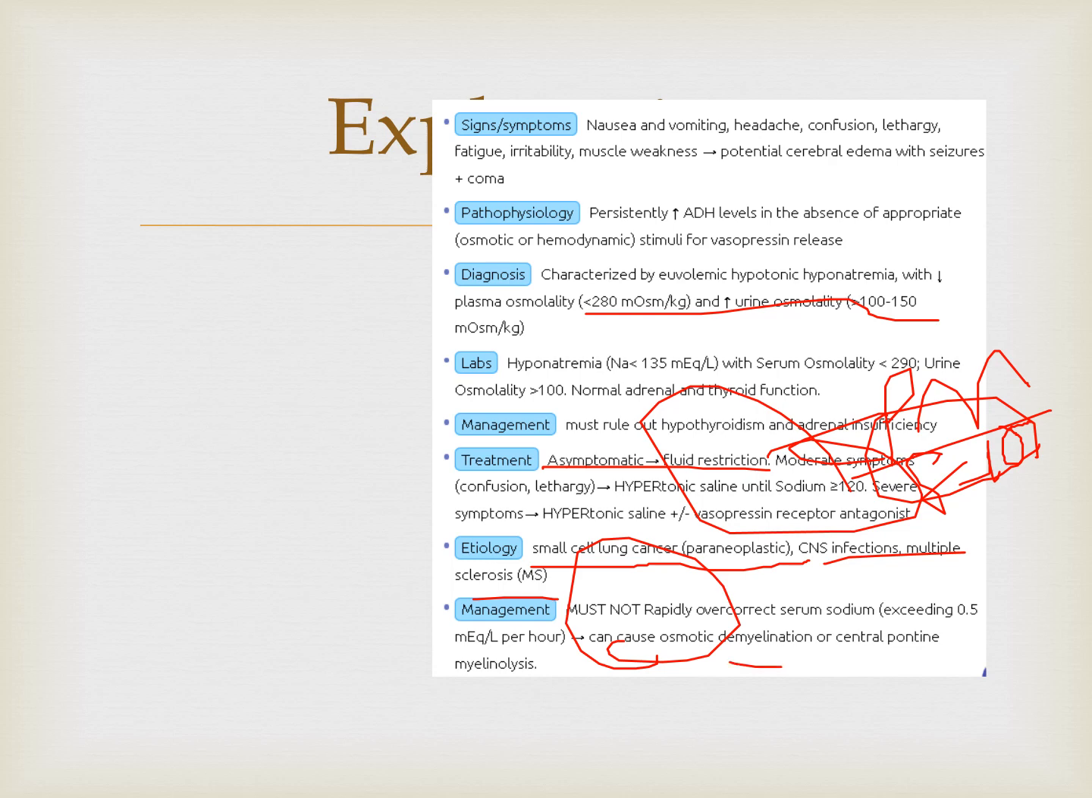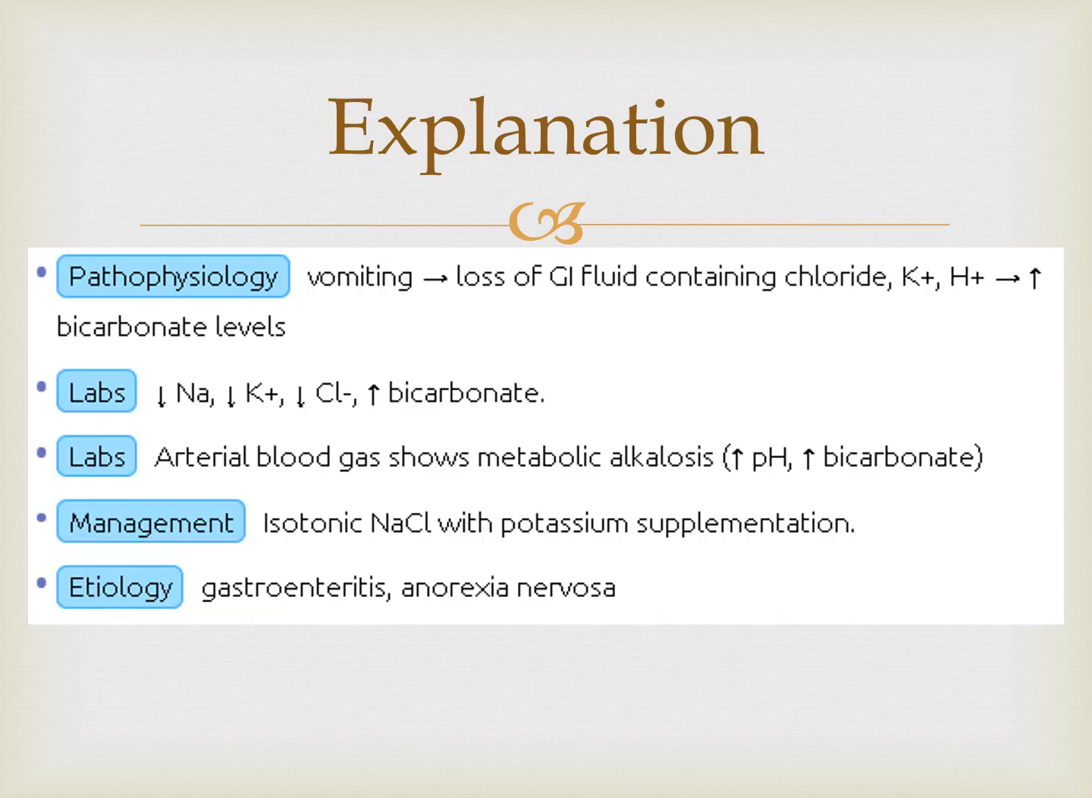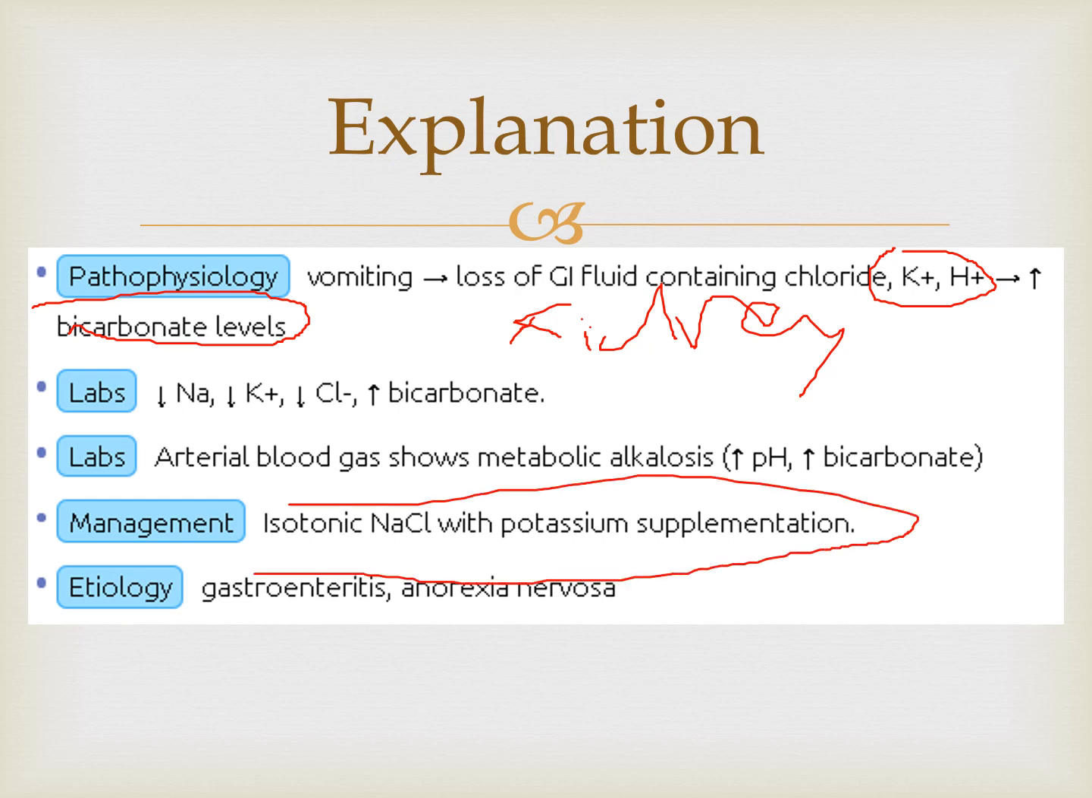Very important. A 32-year-old female with history of anorexia, vomiting, feels dizzy. So vomiting, loss of GI fluids: potassium and bicarb. That may increase bicarb, but the potassium goes down. And the increased bicarb level is actually the cause of the kidney dysfunction, and the kidney level will have the effect of bicarb. You give isotonic fluid with potassium supplementation. The way that this is caused is gastroenteritis, anorexia nervosa.